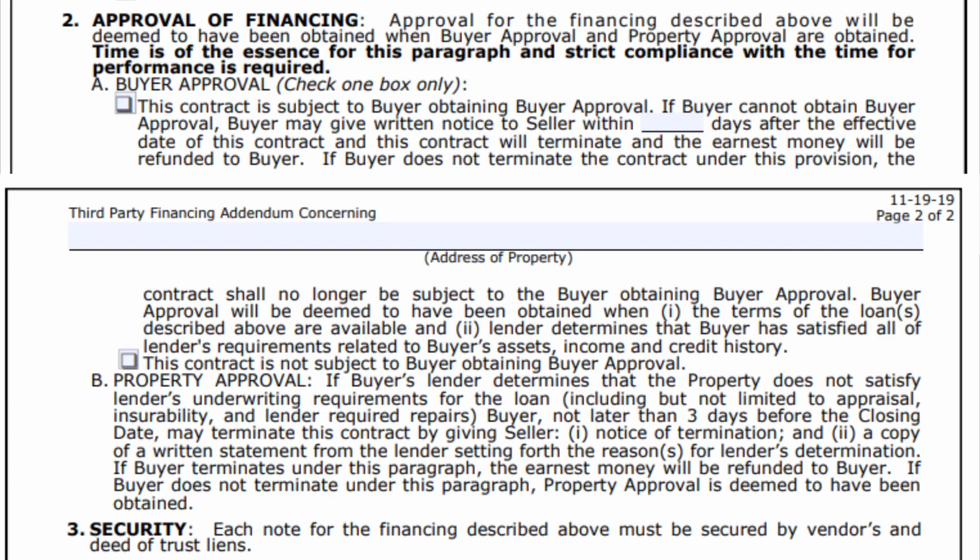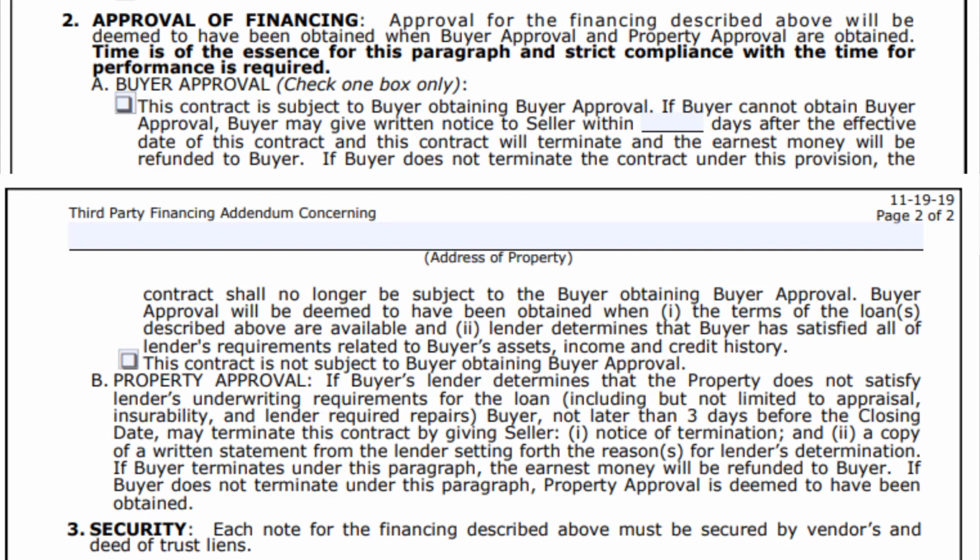If buyer does not terminate the contract under this provision, the contract shall no longer be subject to the buyer obtaining buyer approval. Buyer approval will be deemed to have been obtained when the terms of the loan described above are available and the lender determines that buyer has satisfied all of the lender's requirements related to buyer's assets, income, and credit history. The second option is just that the contract is not subject to buyer obtaining buyer approval. The second paragraph, B, is property approval.